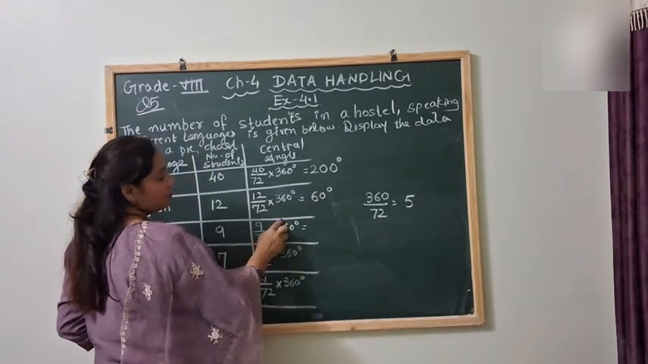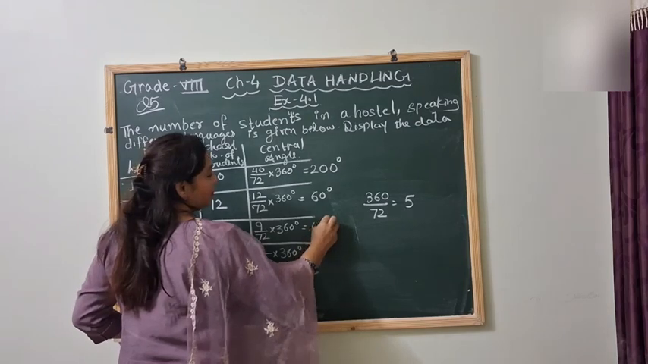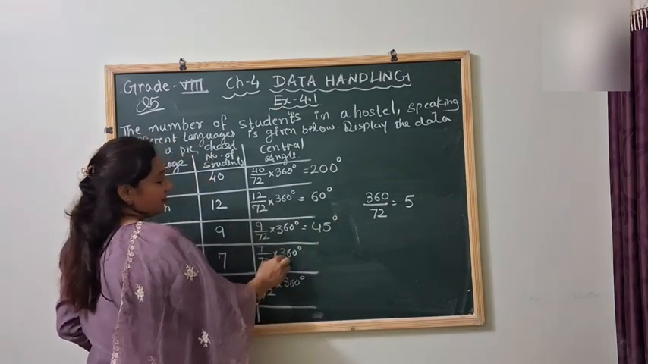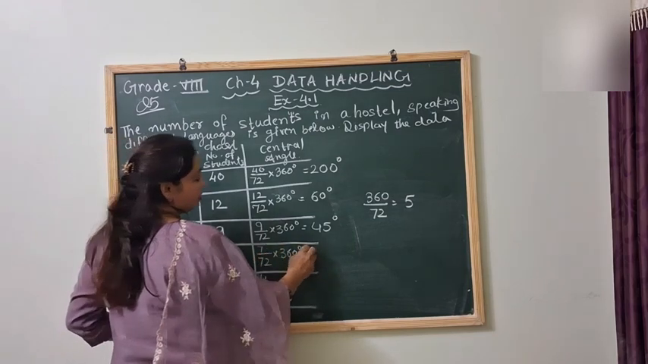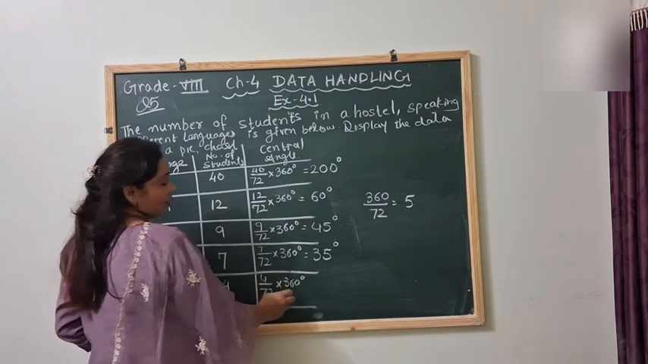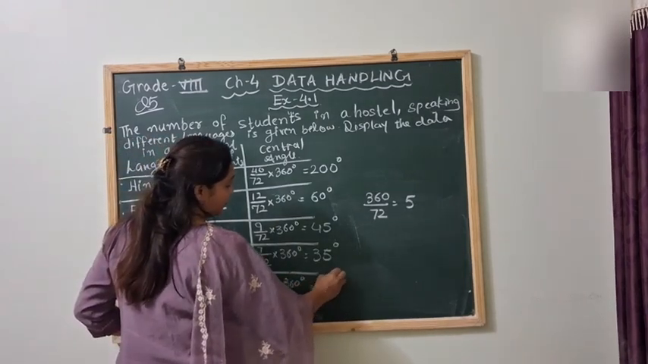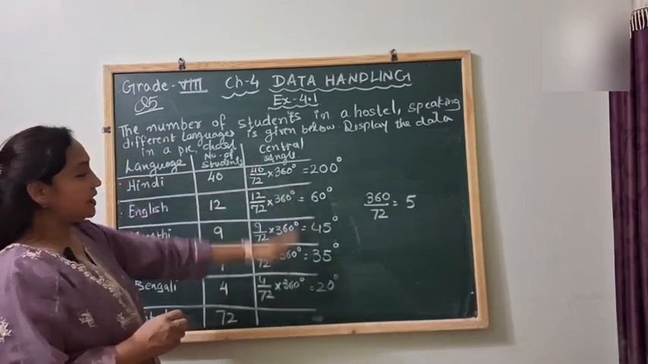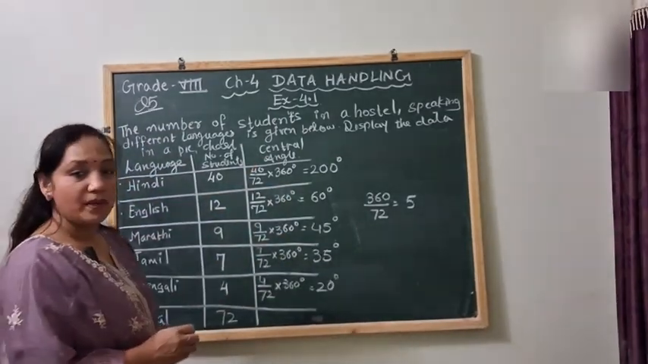Again, 72 fives are 360, so 9 fives are 45 degrees. Again, 72 fives are 360, so 7 fives are 35 degrees. Again, 72 fives are 360, so 4 fives are 20 degrees. So we have got the central angles. Now let us quickly form a pie chart.